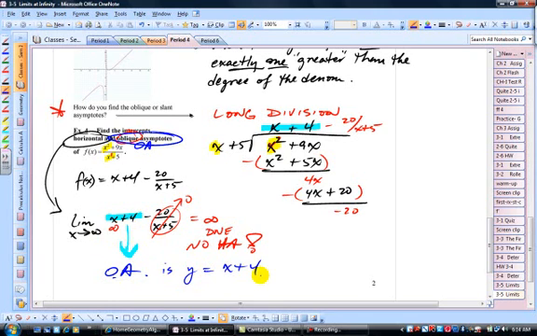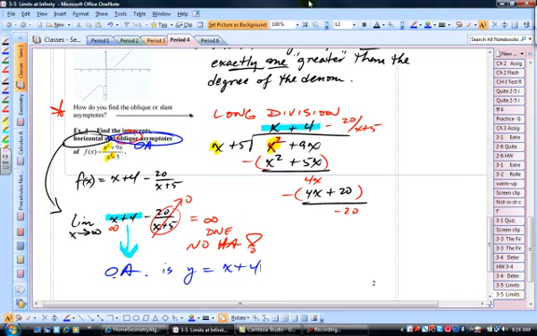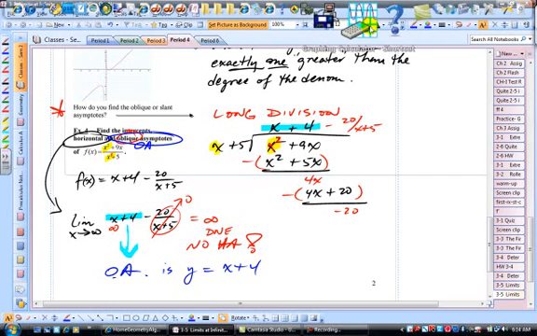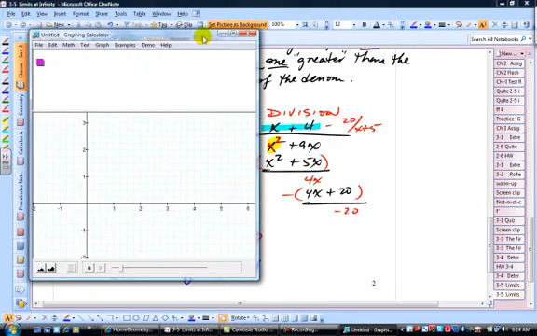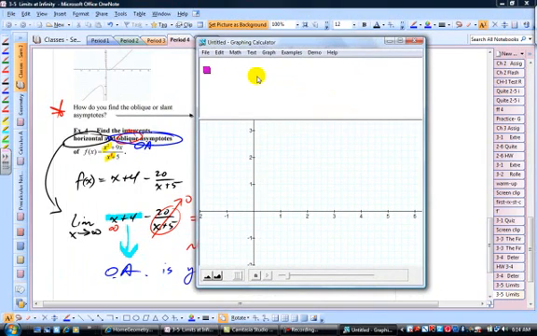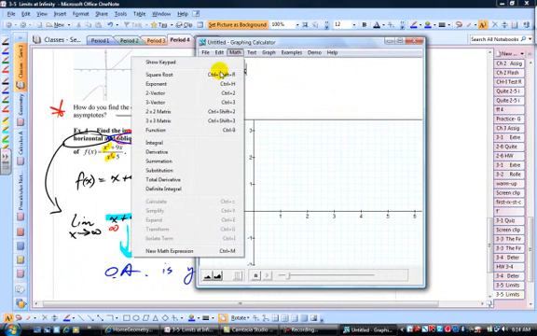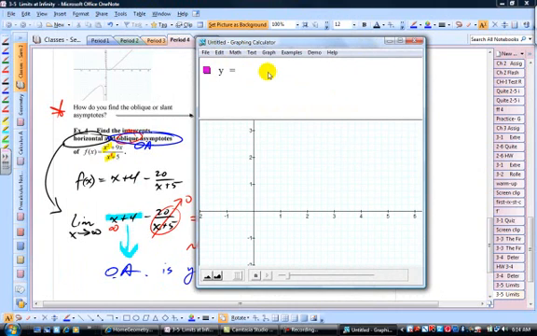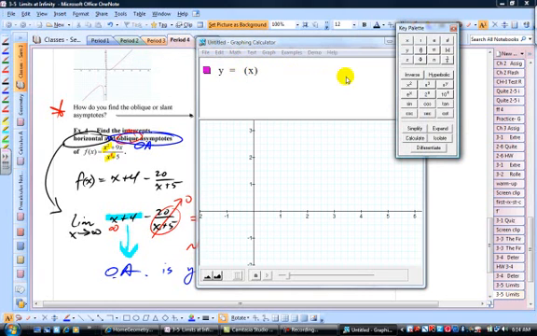So let me go to a graphing program here and show you what I'm talking about. This is so you can understand it better here. I'm going to take our rational function, which is y equals, x squared plus 9x. I'm going to divide that by x plus 5.